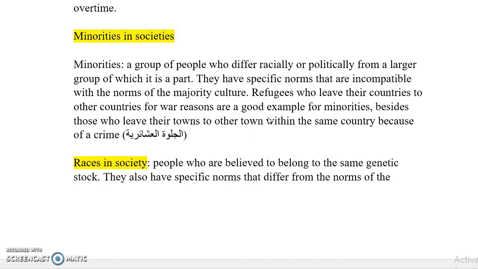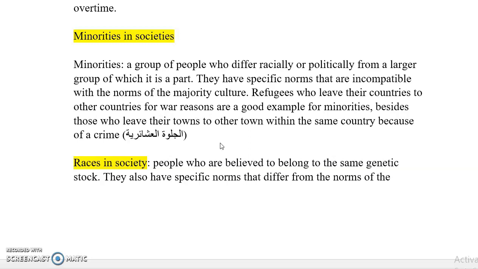Another example is those people who leave their towns and travel from one city to another within the same country because of a crime. This is called tribal exile. So, for example, a group of people leaves Jerash and goes to Irbid. This group of people who leave Jerash will be a minority in Irbid.